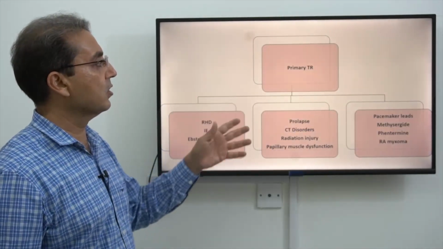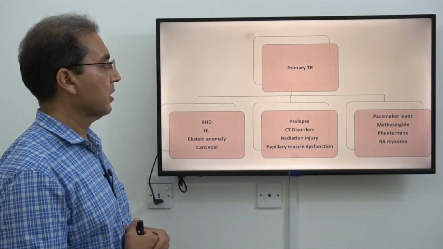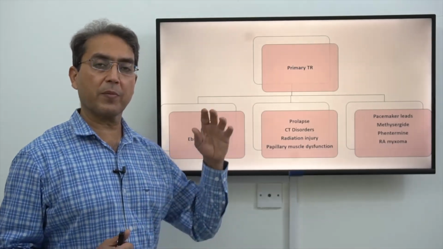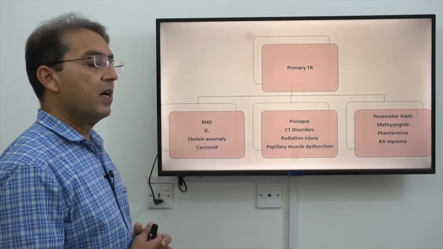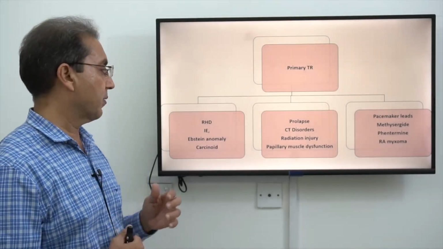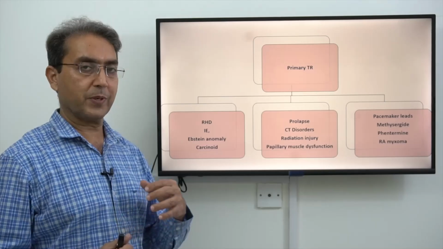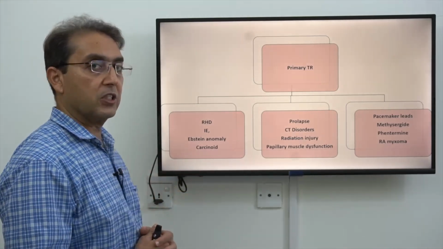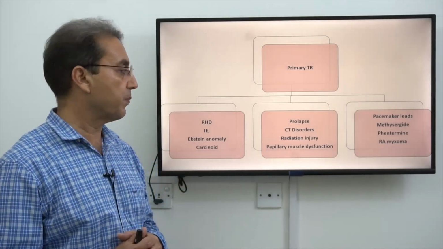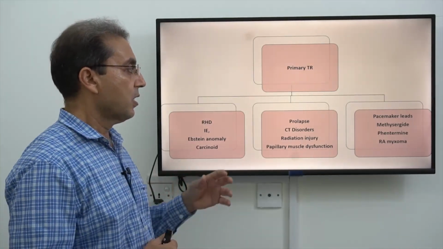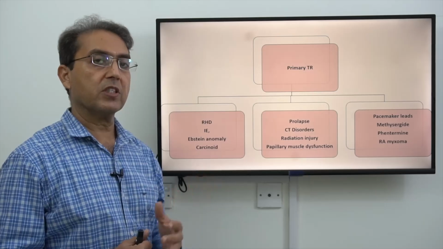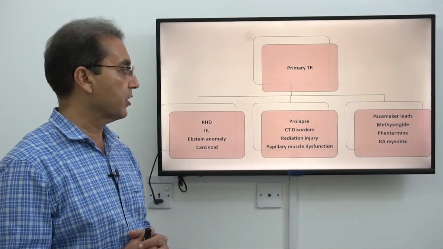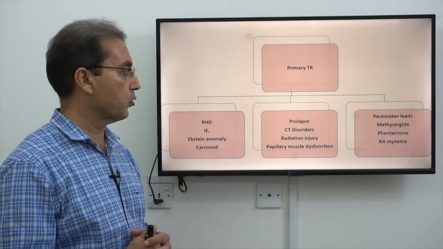And now we see the reasons for primary tricuspid regurgitation. That may be rheumatic heart disease, the most common. Then we may have infective endocarditis, especially in patients who are using intravenous drugs. Epstein anomaly is a congenital condition in which the valve is abnormally placed. Carcinoid tumor. Prolapsing tricuspid valve, as we see the prolapsing mitral valve. Connective tissue disorders like Marfan syndrome or similar conditions which can cause laxity of the connective tissue.